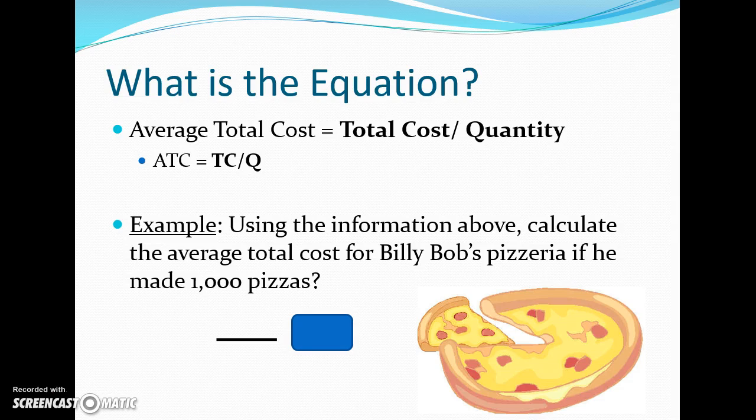So using the information above, calculate the average total cost for Billy Bob's Pizzeria if he made 1,000 pizzas. Okay. So average total cost, we take our total cost, we figured out in the last slide, $1,500, and you're going to divide it by the quantity we made, 1,000 pizzas, and it's going to end up being $1.50 per pizza. And it's pretty good, right?